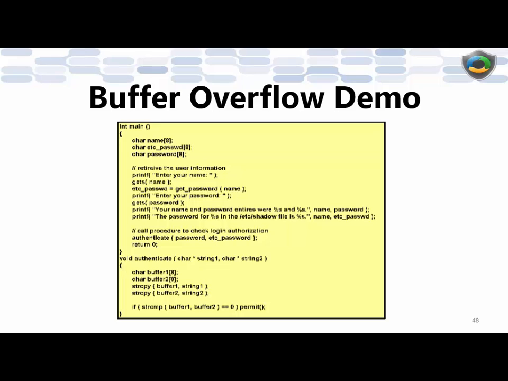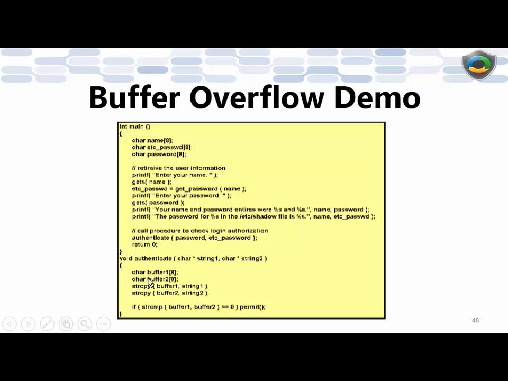So as we look at this, you'll notice that we have 3 character arrays. One that's called name, 8 bytes, one that's called etc_password, 8 bytes, and one that's called password, that's 8 bytes. We tell the user to enter their name, then to enter their password, and you notice both of these use gets. Gets is an inherently flawed C function. All right, so it's possible to stuff more in there than you should be able to. Then you print the 2 out. Then, as it says, we call the authenticate function.